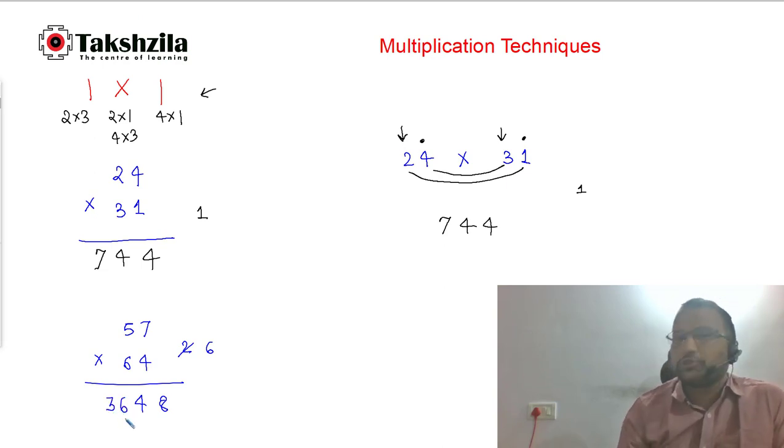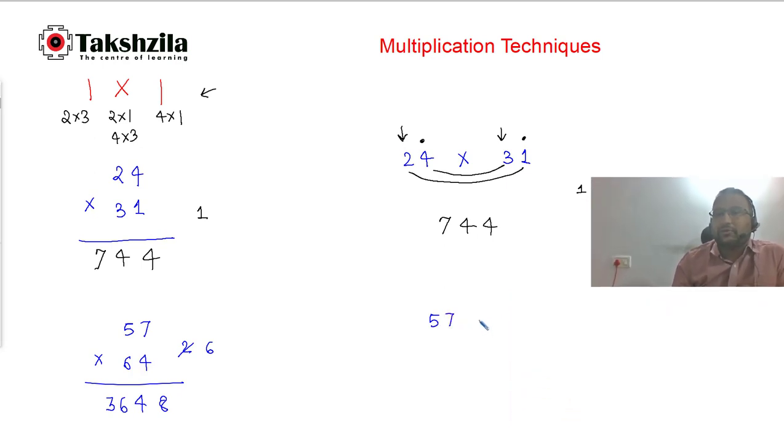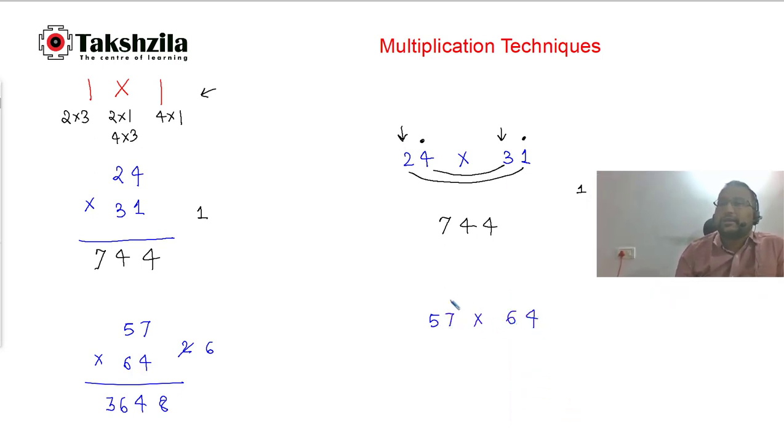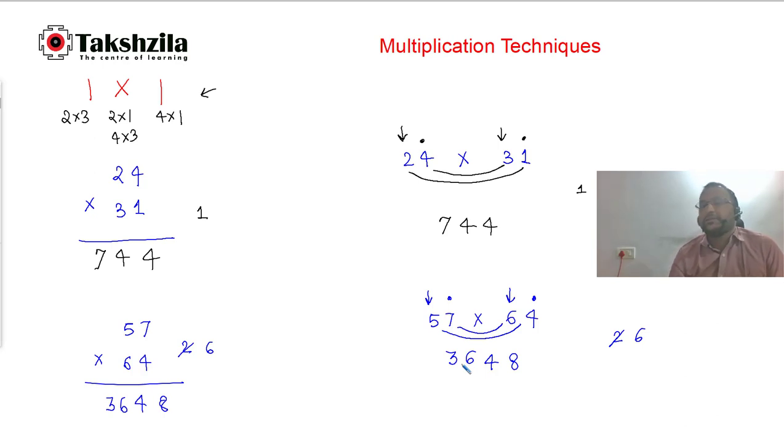Now how can we do it horizontally? 57 into 64. The first step is unit digit into unit digit. 7 into 4, 28. After that, 7 6s are 42, 5 4s are 20. 42 plus 20, 62. 62 plus 2, it's 64. After that, tens digit into tens digit. 5 into 6 is 30 plus 6 is 36. This is how you can practice with the help of the vertical method as well as the horizontal method. The horizontal method is more useful because every time you are not going to write the two numbers in the vertical manner. So let's do a few more examples.